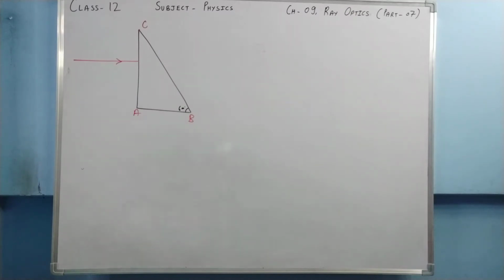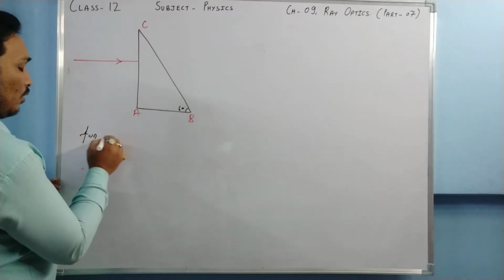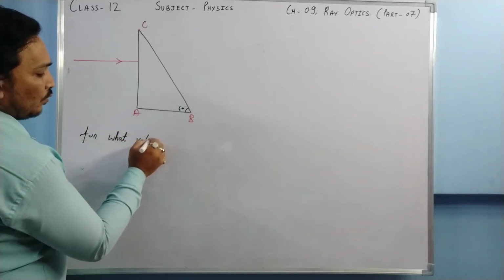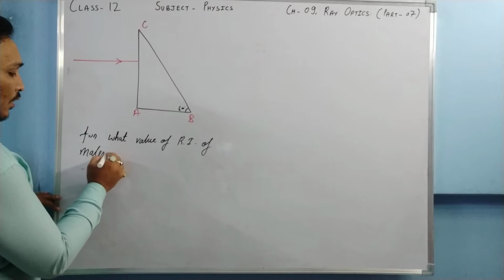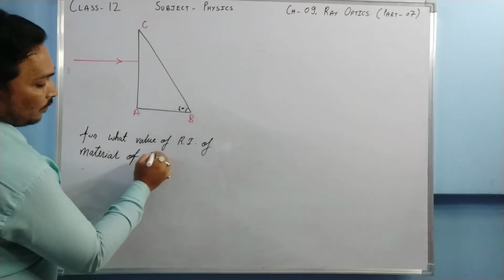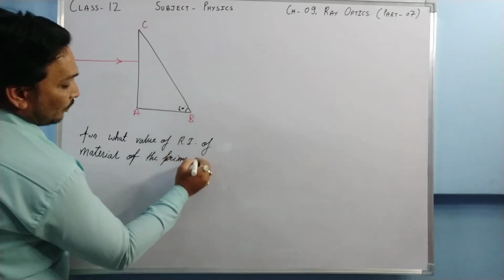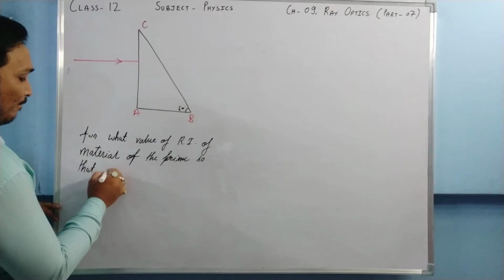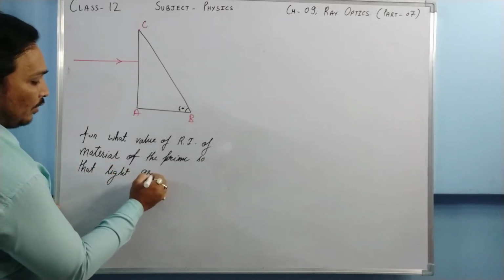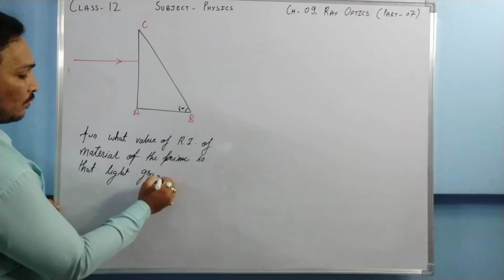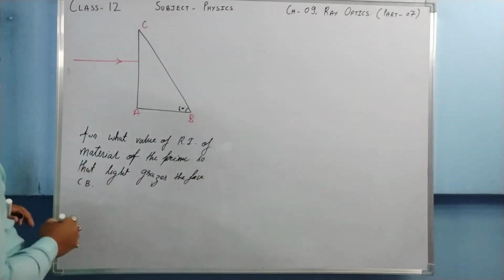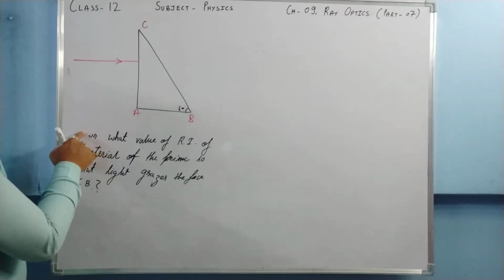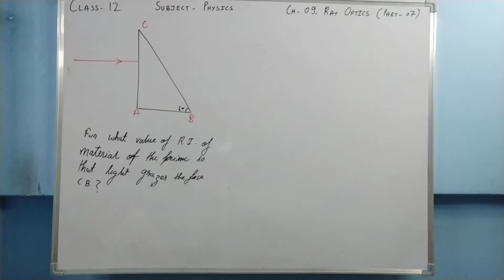Question is, for what value of refractive index of the material of the prism so that the light grazes the face CB? This is the question.